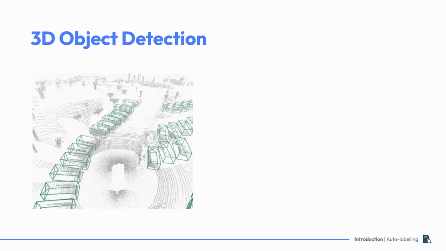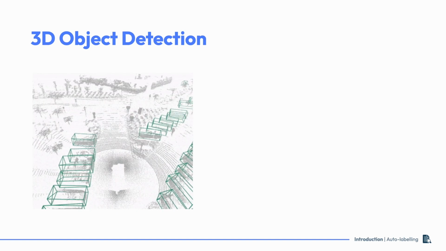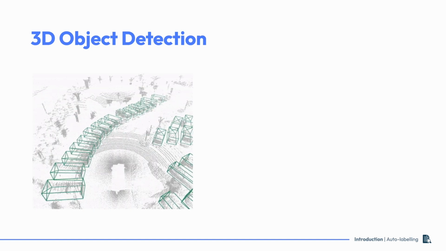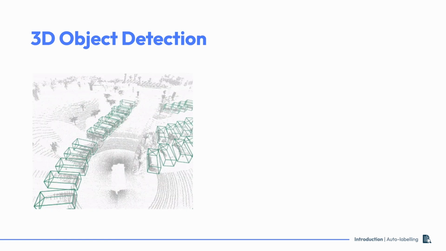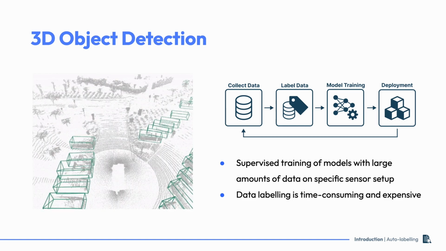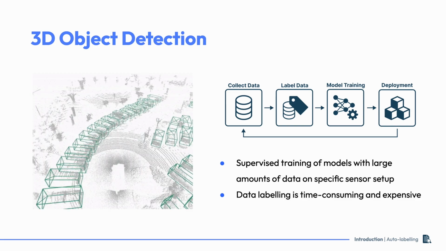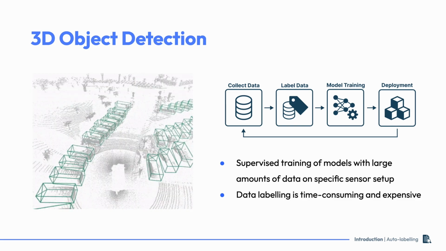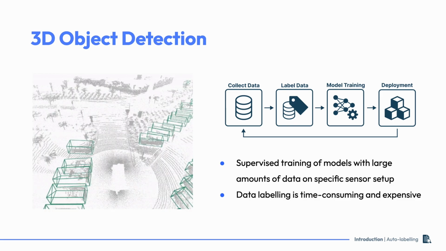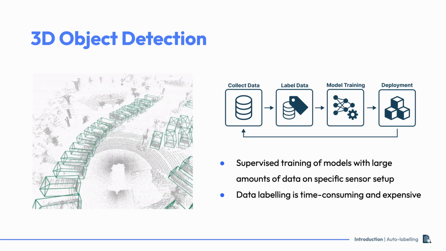As everyone may or may not be familiar with, 3D object detection is quite a fundamental task for autonomous driving. You use it in obstacle detection and path planning and so on. Typically, if you want to deploy a 3D detector on your own LiDAR, you would follow this pipeline of data collection, labeling, training and deployment. And as we all know, data labeling is very time-consuming and expensive.